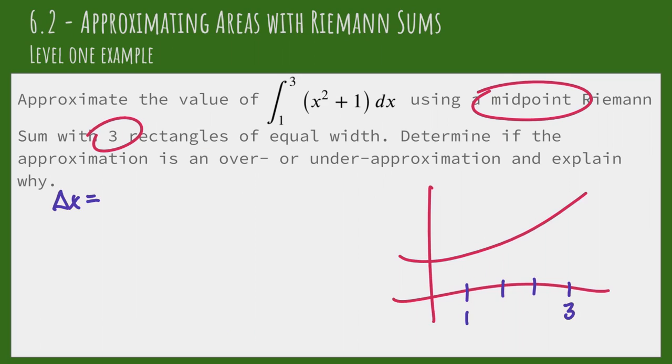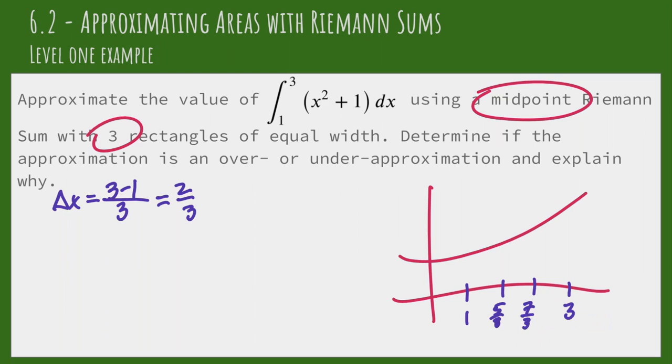So delta x is going to be, so width of the entire interval, 3 minus 1, divided by the number of subintervals, and that's going to be 2/3. So finding the x-coordinates then for the endpoints of our subintervals, we're going to do 1 plus 2/3 is 5/3, plus 2/3 is 7/3, plus 2 more thirds gives us the 3 at the end.